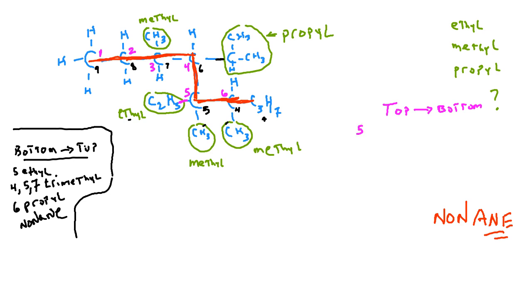All right, now, where are the methyls? Well, there's a methyl on 3, a methyl on carbon 5, and a methyl on carbon 6, and there's our trimethyl. Okay, and then finally, the propyl is on the pink carbon 4. This would be a 4 propyl. Nonane. Okay, so there's our top to bottom.